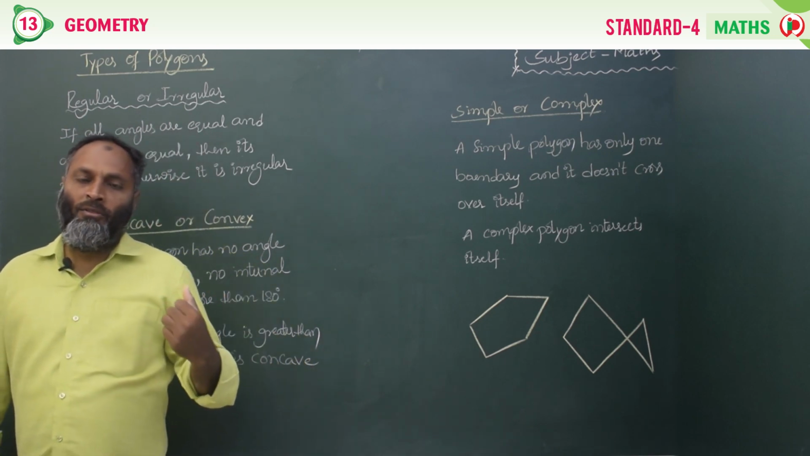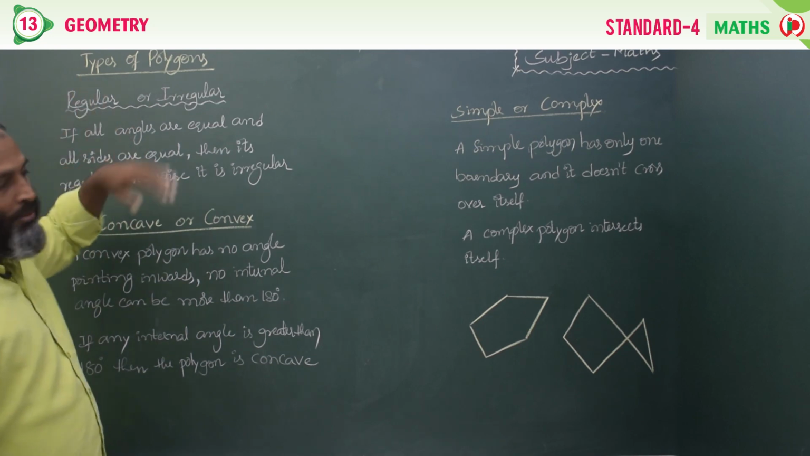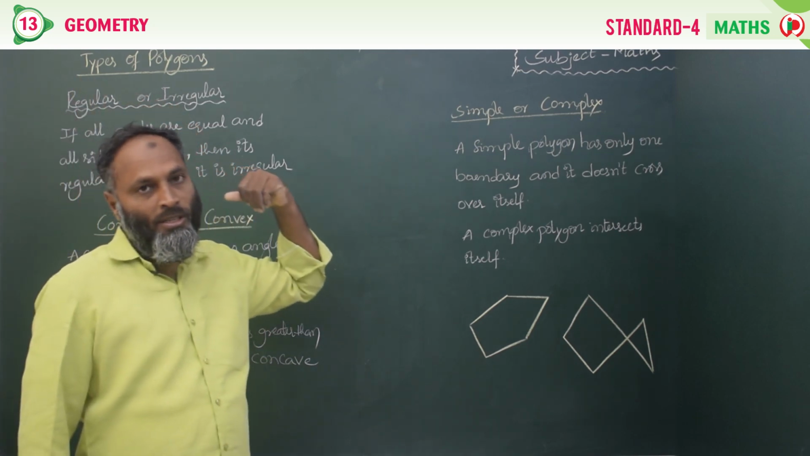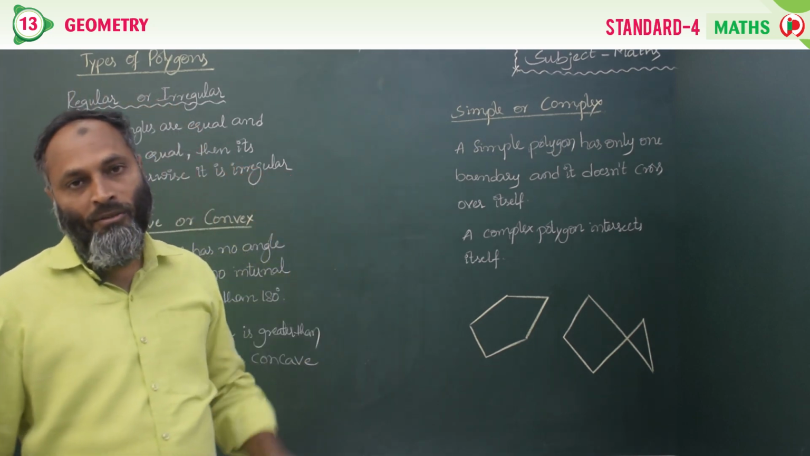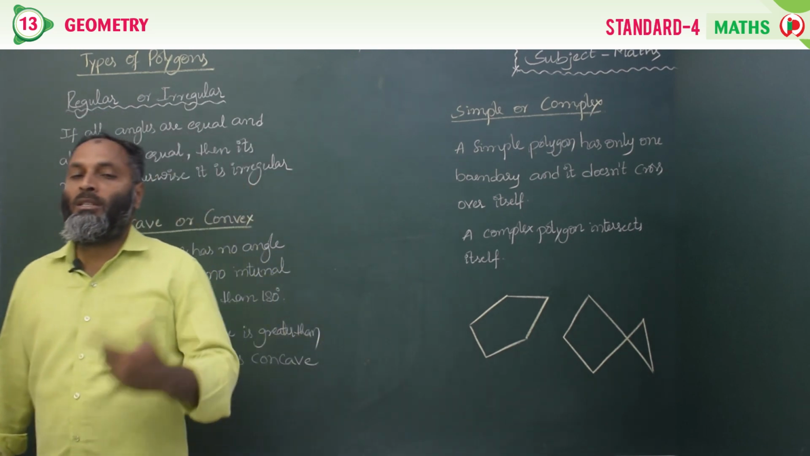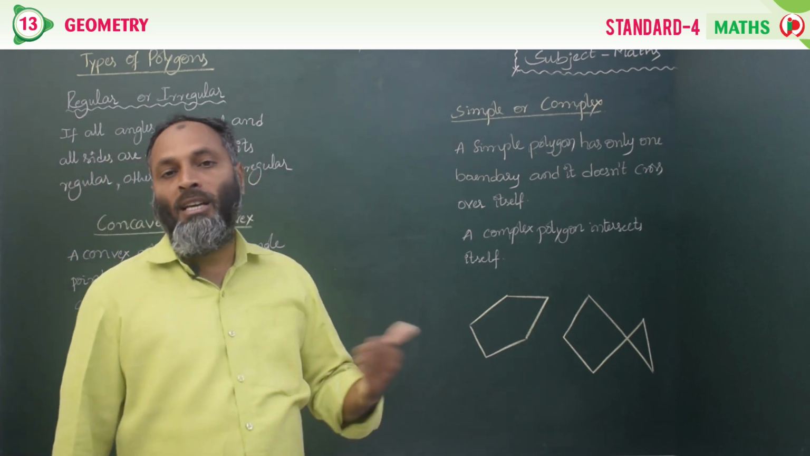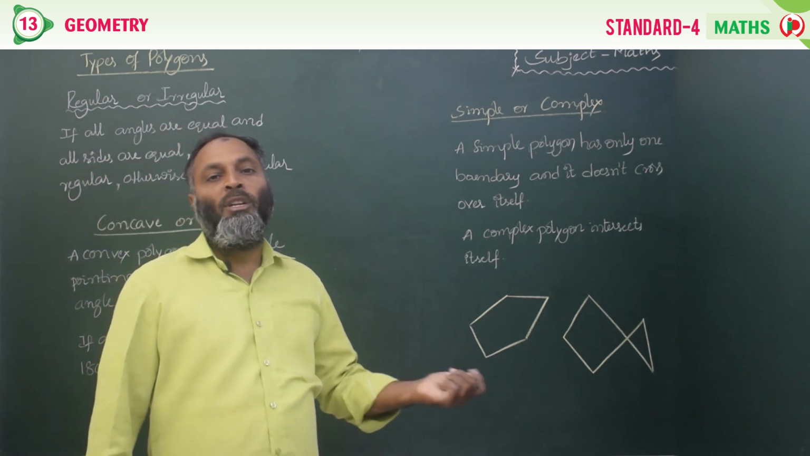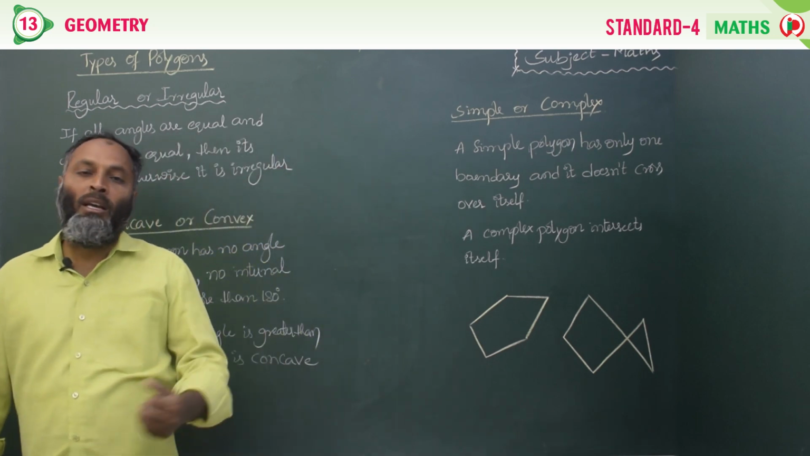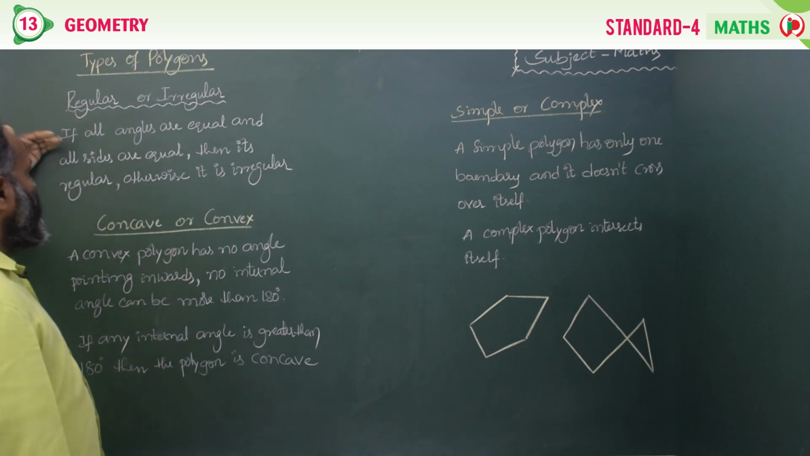Then after that, what we are going to discuss, see here, is polygons. In polygons we will discuss the types of polygons. First the definition: what is poly and what is gon. Poly means many, gon means angles, many angles. Polygon is a Greek word. So polygon means many angles.